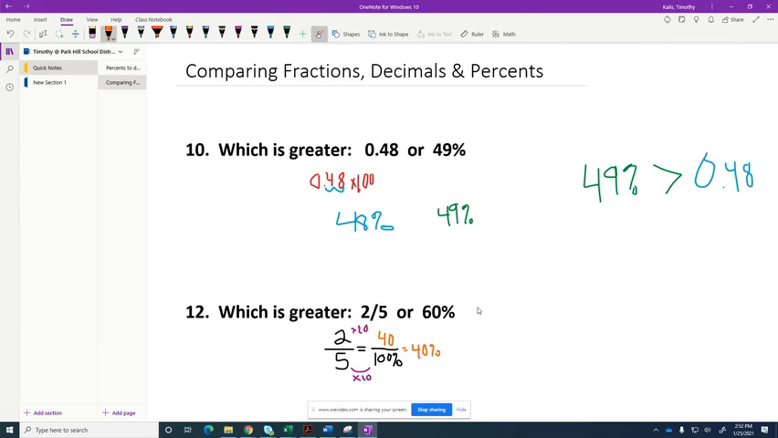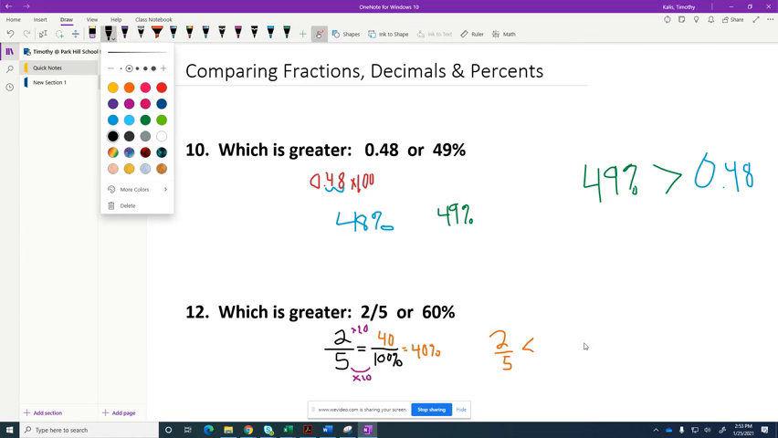And 40% is less than 60%. So we can conclude that 2/5 is less than 60%.